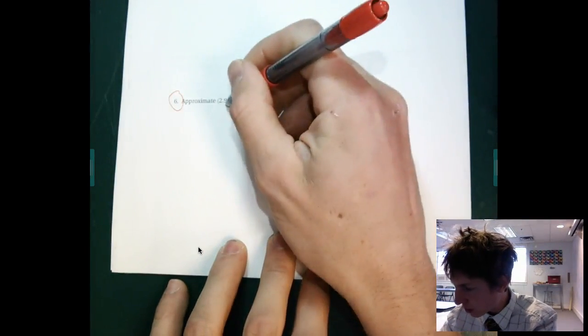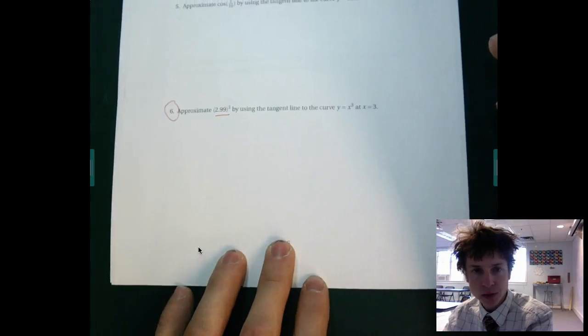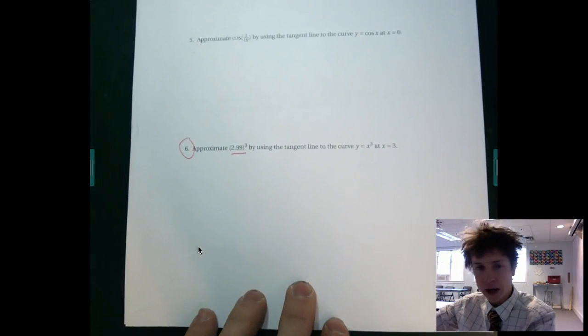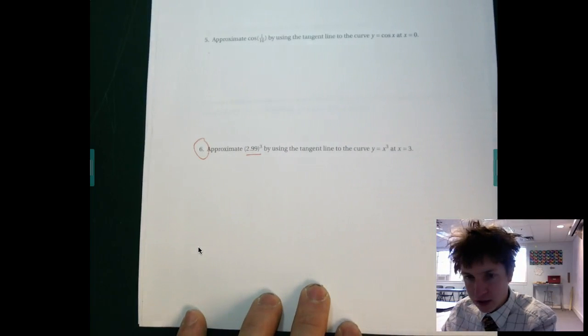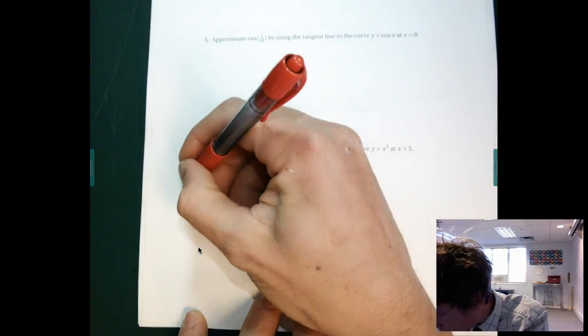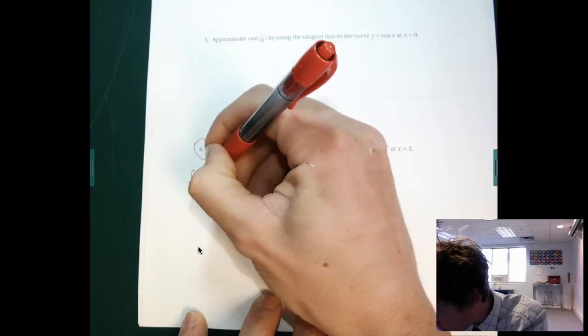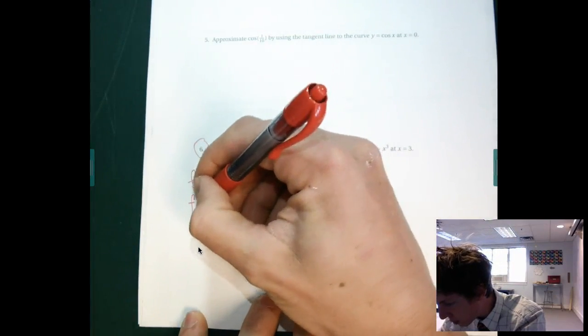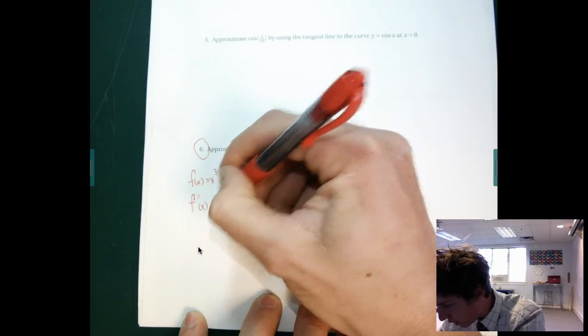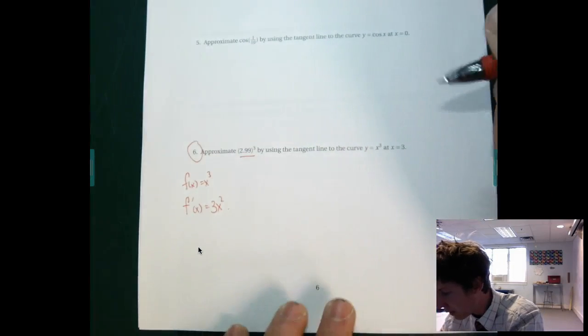So we're supposed to approximate 2.99 cubed using the tangent line to the curve y equals x cubed at x equals 3. So the first step, what is our function here? The function here is f(x) is equal to x cubed. The next step is, what is its derivative? So f prime of x is equal to 3x squared. That's just the power rule.